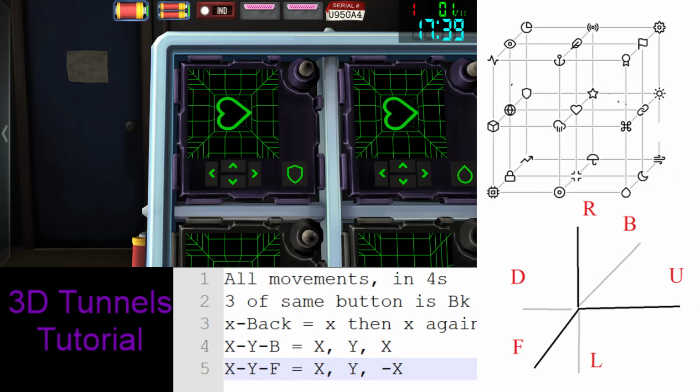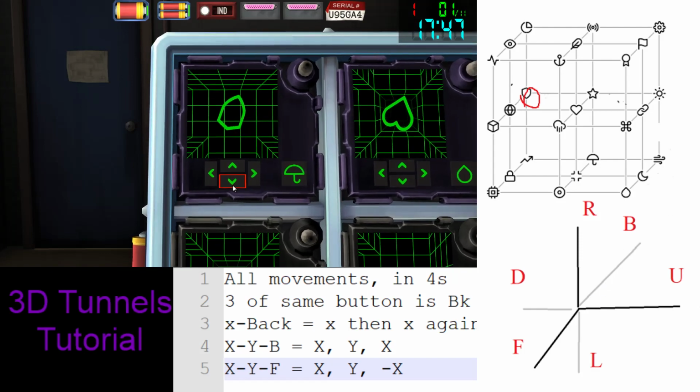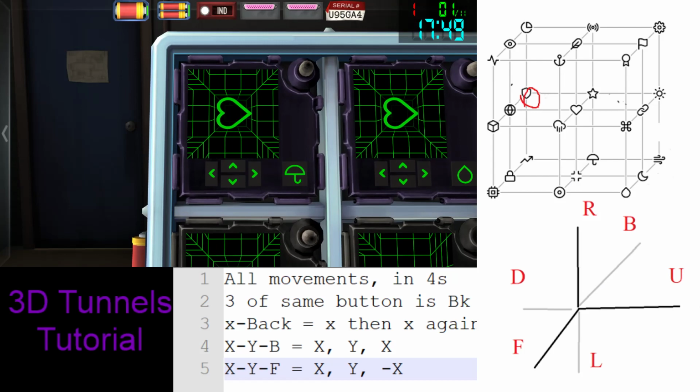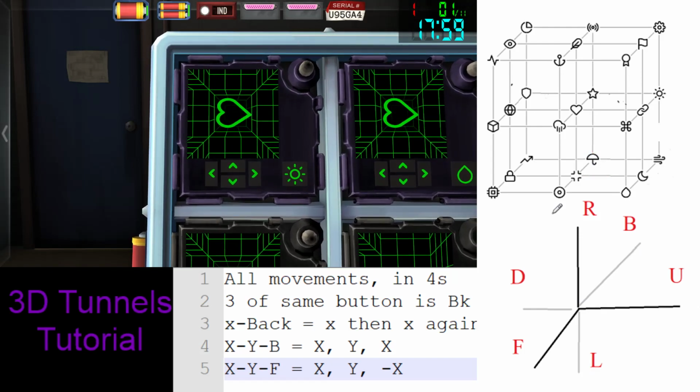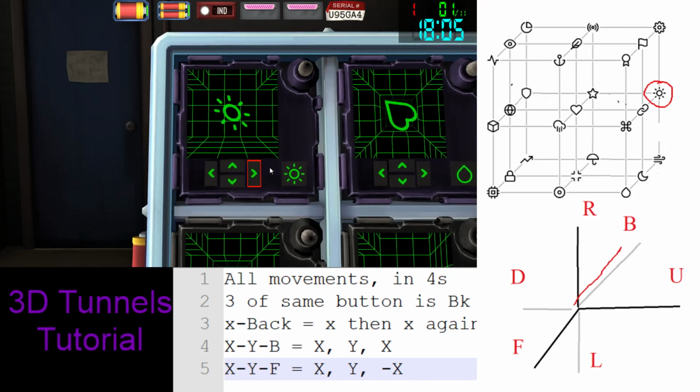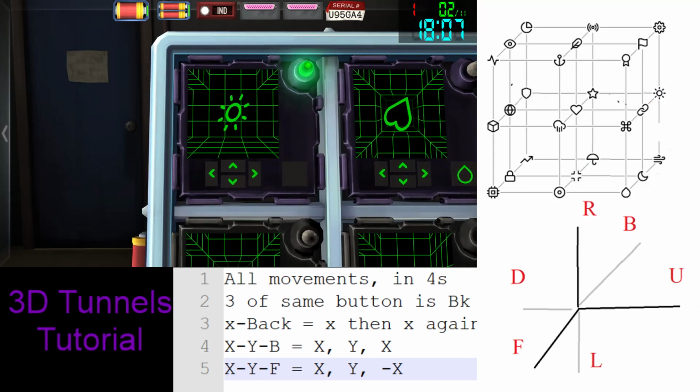I want shield. Shield is down, back, so we'll do down, down. Then I want umbrella, that is back and left, so we want 2 lefts. And then sun is back up, so we want up twice. Well, that was a little less exciting than I hoped.